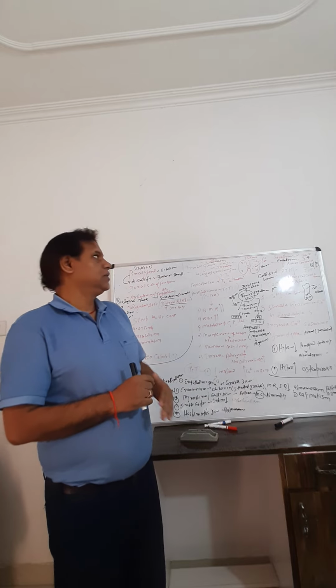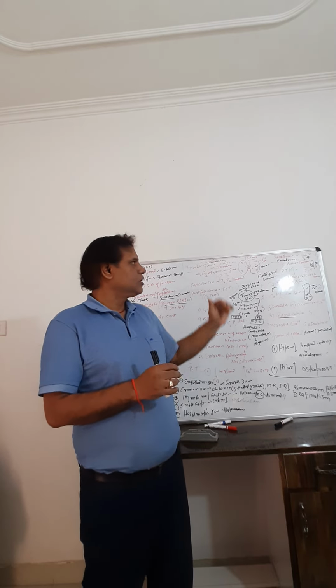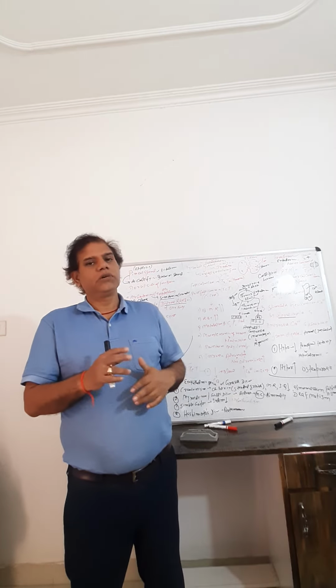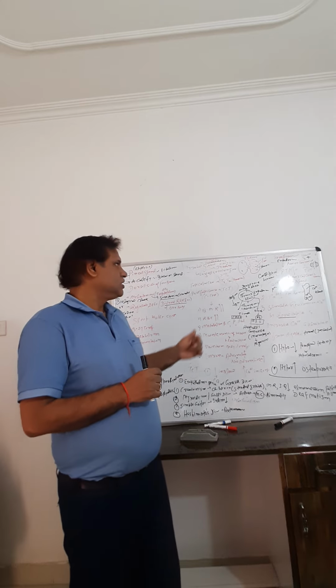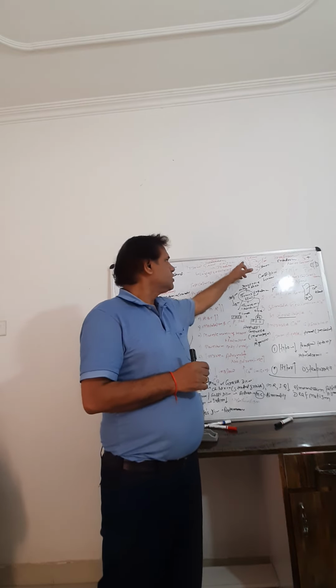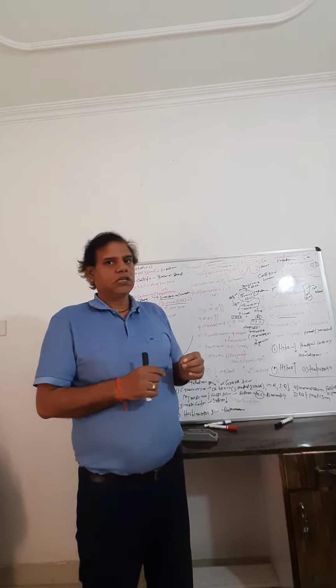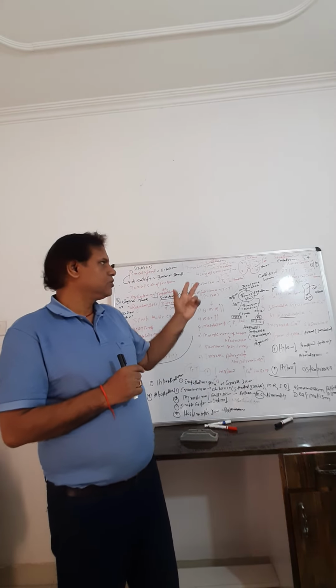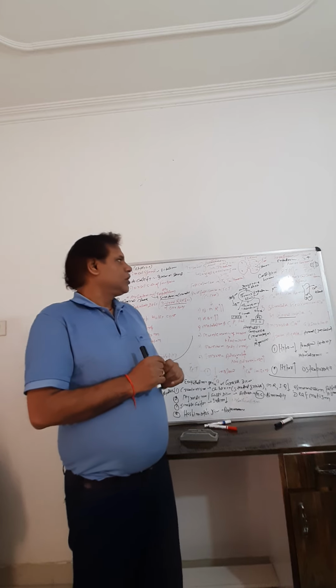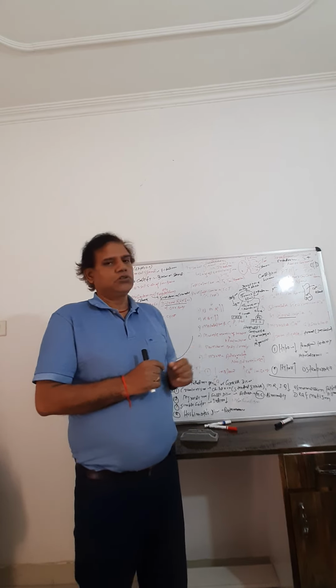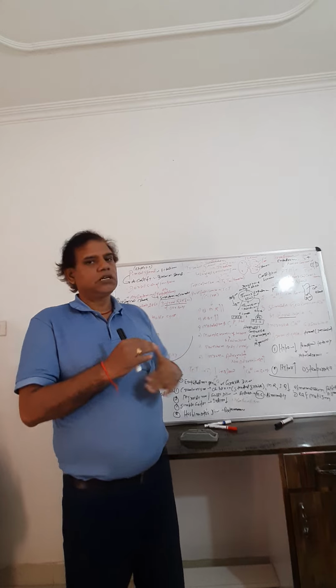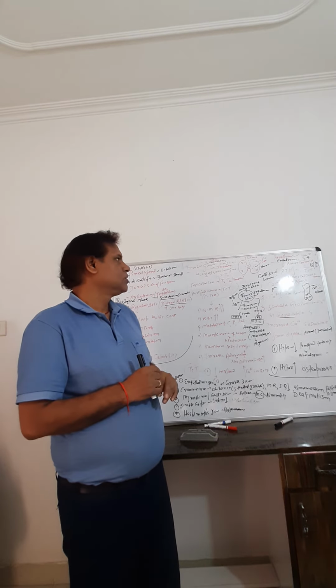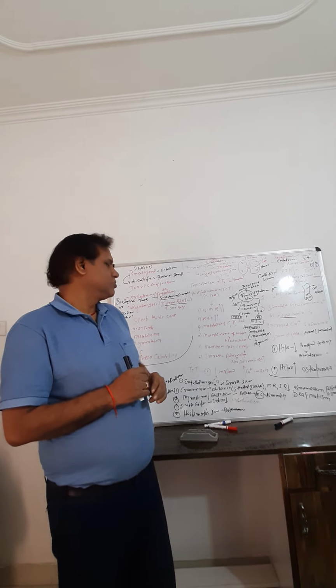Next is the parathyroid gland. The parathyroid gland is endodermal in origin, and their number is 4 because they are present in the 2 lobes of the thyroid, and each lobe has 2. So the total number is 4. These 4 parathyroids secrete the PTH hormone, that is parathormone, and it is antagonistic to thyrocalcitonin, and it is also called Collip's hormone.